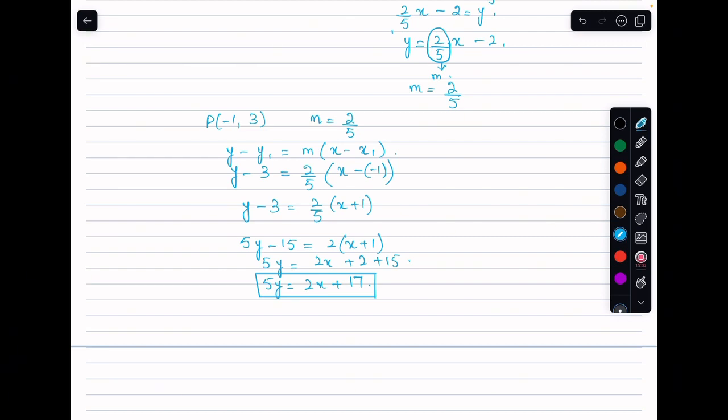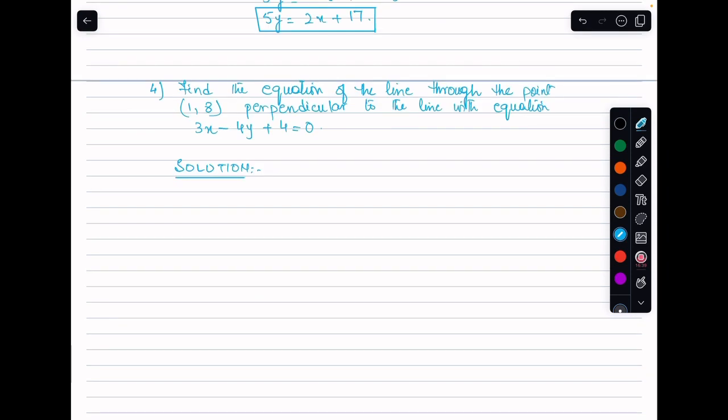Find the equation of the line through the point 1 comma 8. That means for the line for which we need to find the equation, we have the point which is 1 comma 8.